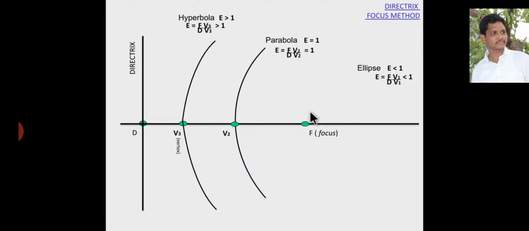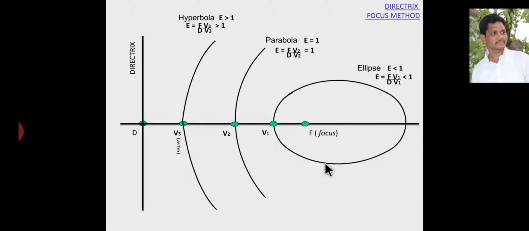Now in case of ellipse, the distance between vertex V1 and focus is less than the distance between directrix and vertex. Therefore the eccentricity ratio is less than 1. So this is the shape of an ellipse, this is the parabola, this is a hyperbola. These three are called conic sections.